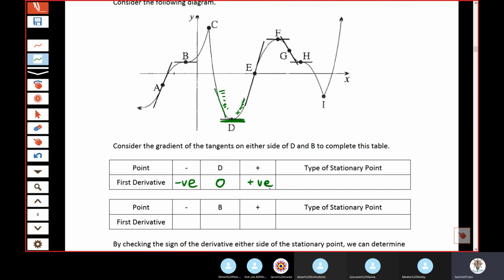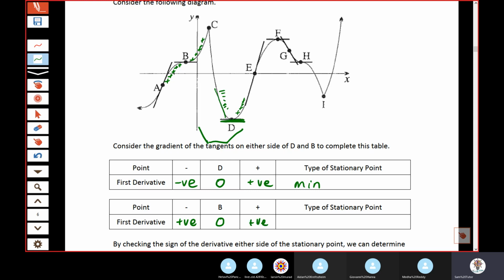And what kind of stationary point is this? When it's negative, 0, positive? Yeah, but no, what kind of stationary point is it? It's a minimum stationary point, or a minimum turning point. So it's a minimum. What about at B? At B, it is increasing here. So what's happening just before B? Just before B, it is increasing, so positive. What's happening at B? 0. What's happening after B? It's also positive.